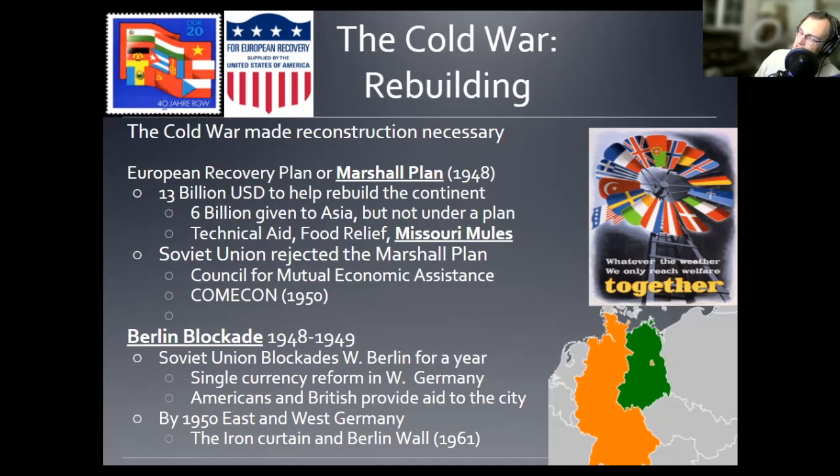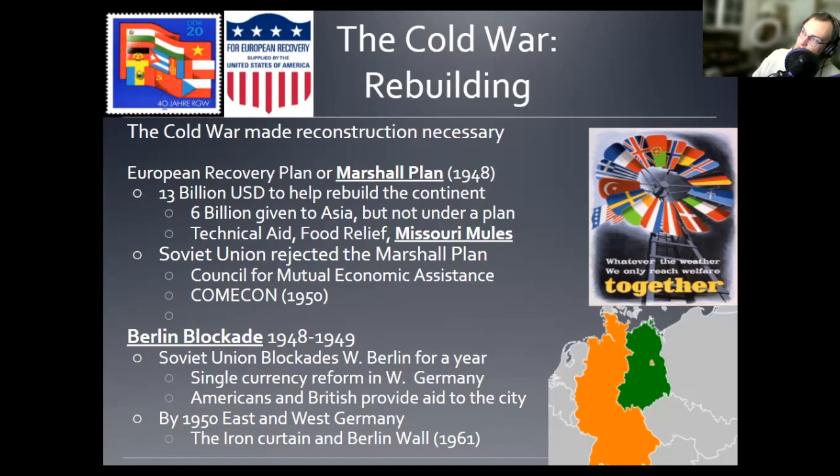In addition, another 6 billion was given to Asia, but not in any kind of plan, just sort of piecemeal as it was needed. What did this include? It included things like technical aid, food relief, and my favorite, mules from Missouri. The mules from Missouri were given to Greece to replace the local mule stock that had been killed during the war, where they just took to the hills and have been a favorite part of Greece ever since.